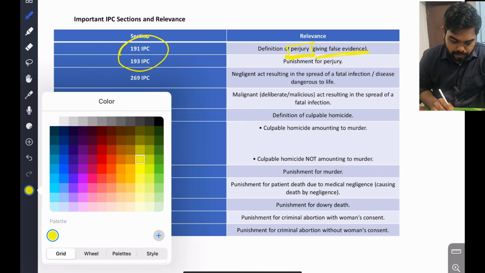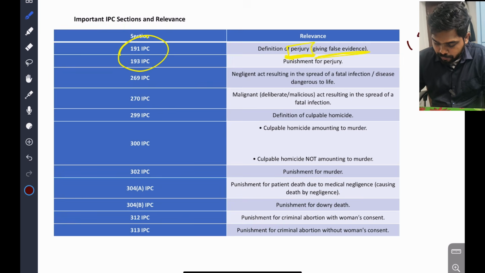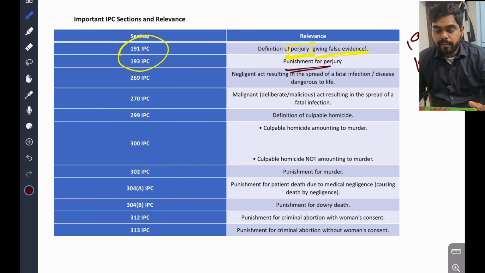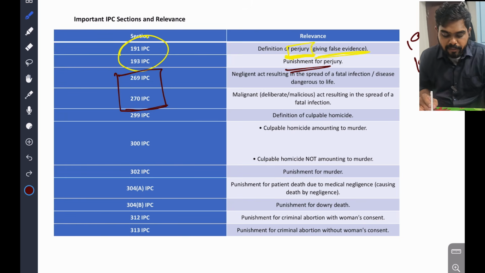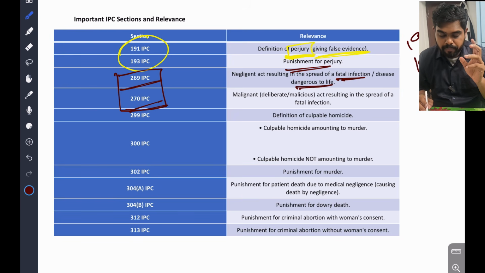So definition of perjury is 191. Okay, 191. And punishment is 193. Punishment is 193. Okay, important. This is very important. Now we have to see 269 and 270. 269 and 270 is very important. 269 IPC, negligent act resulting in the spread of a fatal infection. This is dangerous to life. And 270 is malignant act, same.